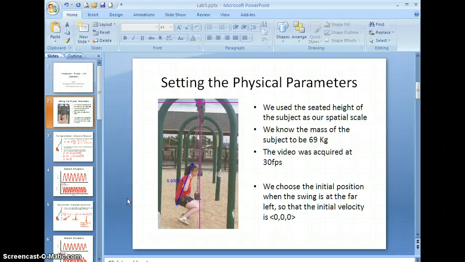In order to extract the position data from Tracker, we use the seated height of the subject as our spatial scale. We know the mass of the subject, which will be useful when we run our simulation. And we know that the video was acquired at 30 frames per second, so we have a time scale. We are going to choose the initial position of our simulation where the swing is to the far left, where we assume that there is no kinetic energy at the initial point, so that the initial velocity is 0.